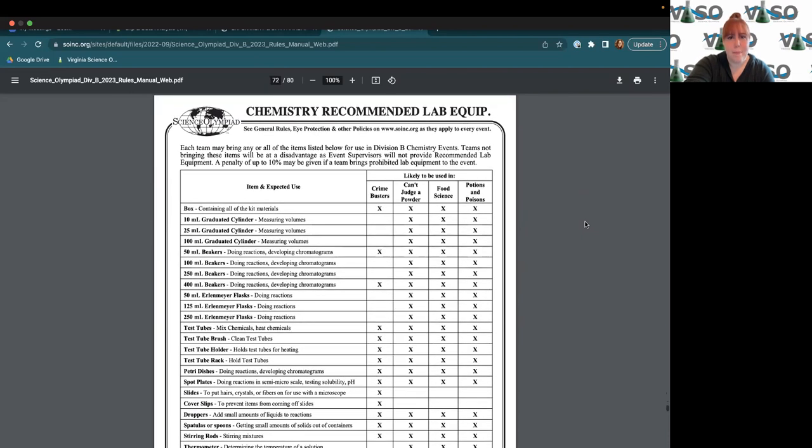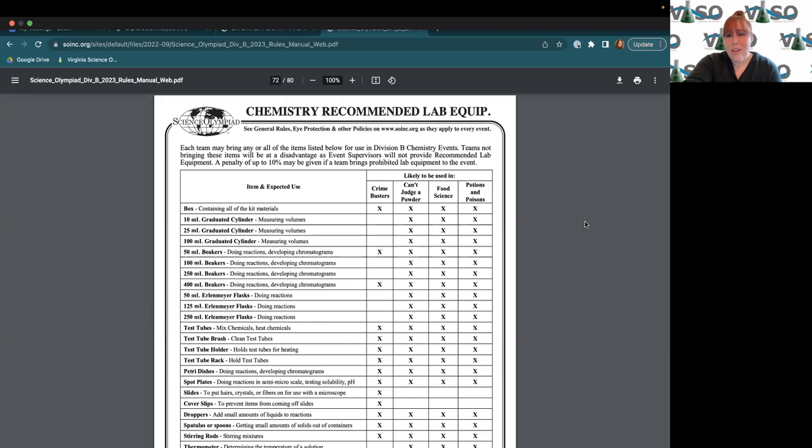But here is the chemistry recommended lab equipment. So this document is, of course, specific to Division B because it's in the Division B rules, but Division C also has one because events like environmental chem lab and forensics will require equipment as well. So each team can bring any or all of the items listed below, and basically saying like, if you don't have these, you're not going to be able to do at least some of these, you're not going to be able to do most of what the event is.